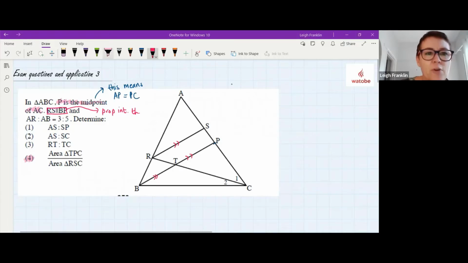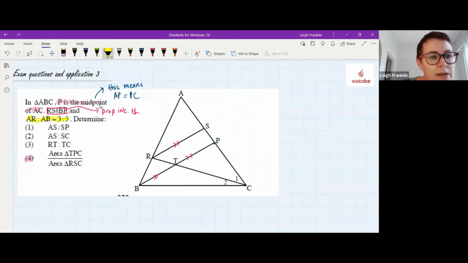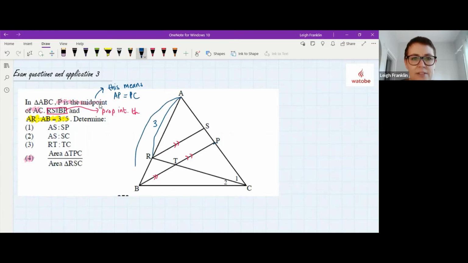All right, then we read a little bit further and we learn that the ratio of AR is to AB is 3 is to 5. So let's go ahead and put that on the diagram. Okay, so AR is this line over here. So AR is 3 is to 5 is the whole thing. Now what they are saying is that the ratio of AR is to AB is 3 is to 5. They're not telling us that AR is 3 units long. They're not telling us that AB is 5 units long. It could be a different length to that. We just know something about how the sides are divided.